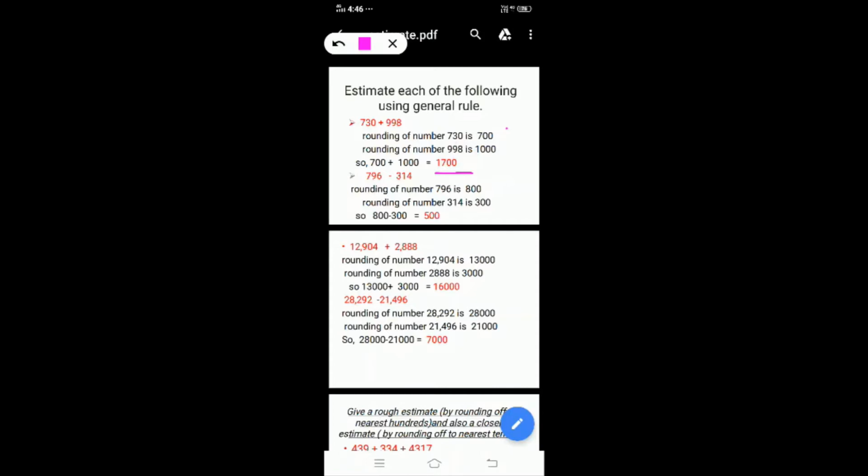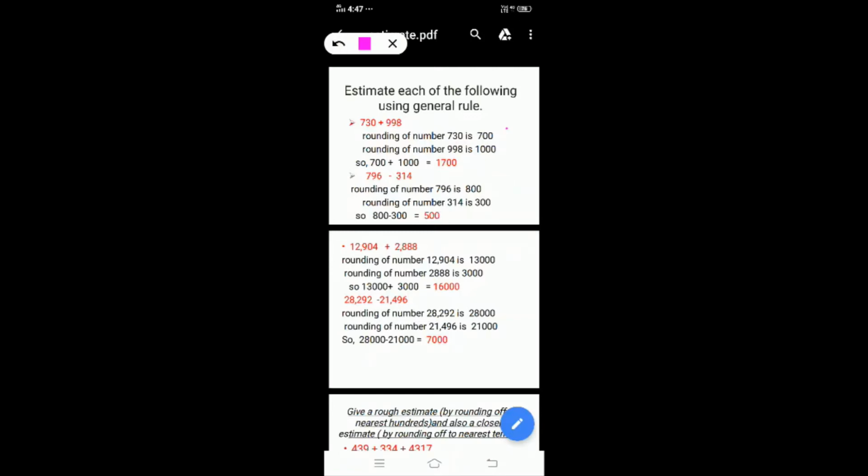796 minus 314. You have to round 796 to the nearest 100. 96 is greater than 50, which means you have to add 1 in the 100 place, and the number becomes 800. Rounding the number 314, again you have to compare the last two digits with 50, and 14 is less than 50, which means there is no change in the 100 place. The 100 place will be 3, and the ones and tens places will be 0 0, and you have to do the subtraction. 800 minus 300, the answer will be 500. Okay, now it is clear to you.